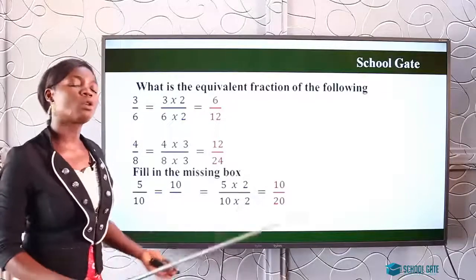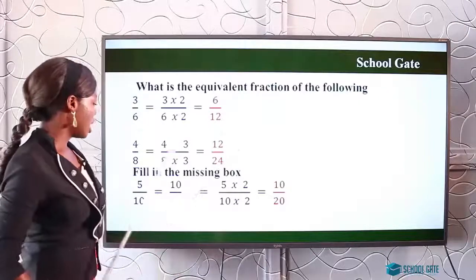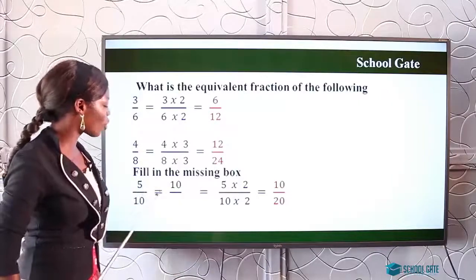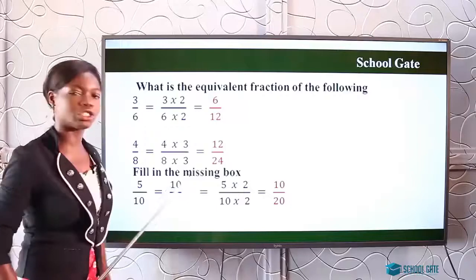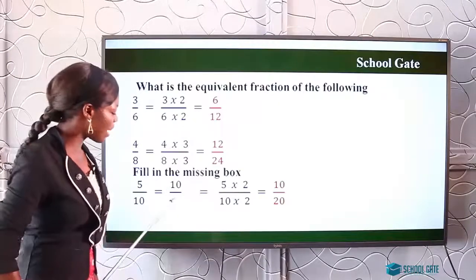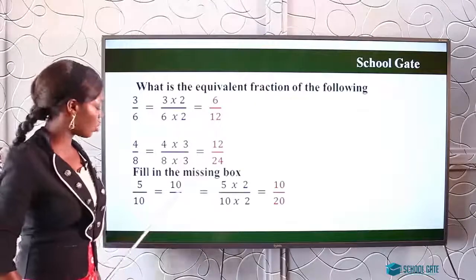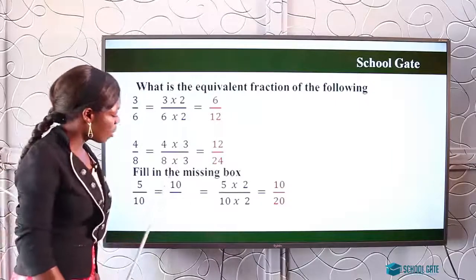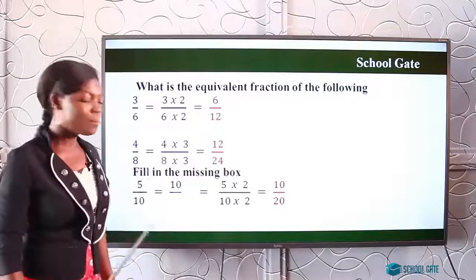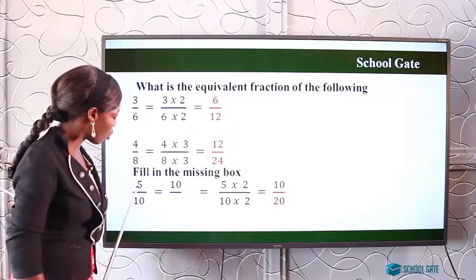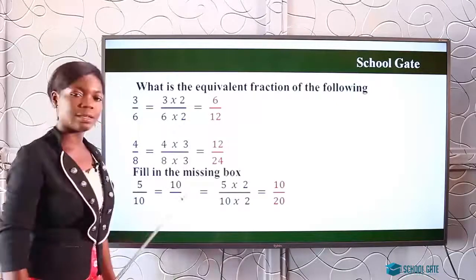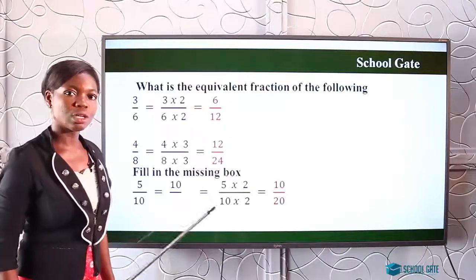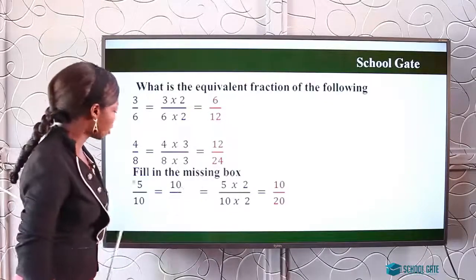Now the question could come in another form. It could be 5 over 10 equals 10 over dash. We are asked to find the unknown. When you're given a question like this, what you ask yourself is, how did we get 10 here? That means 5 multiplied by what will give us 10? 5 multiplied by 2.